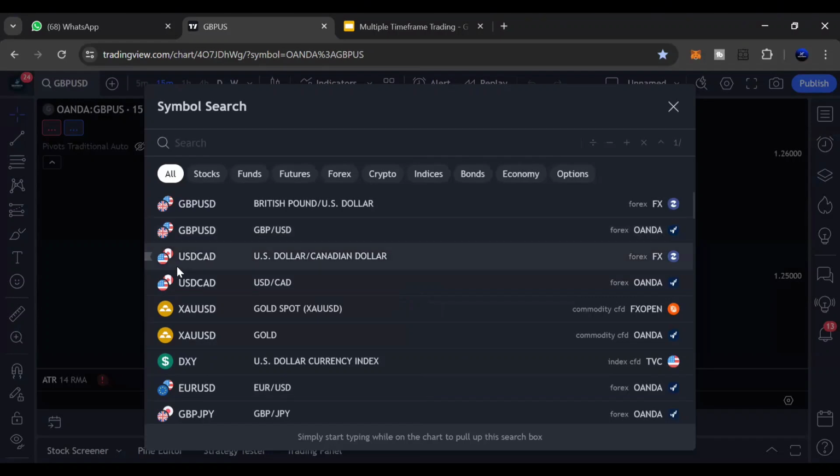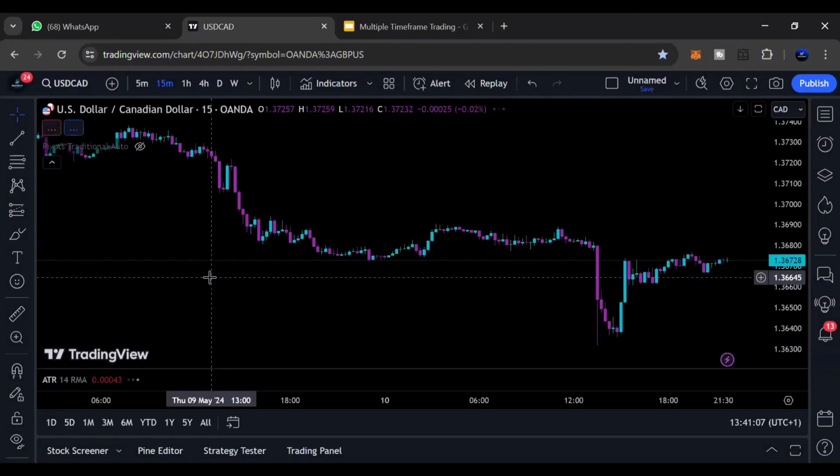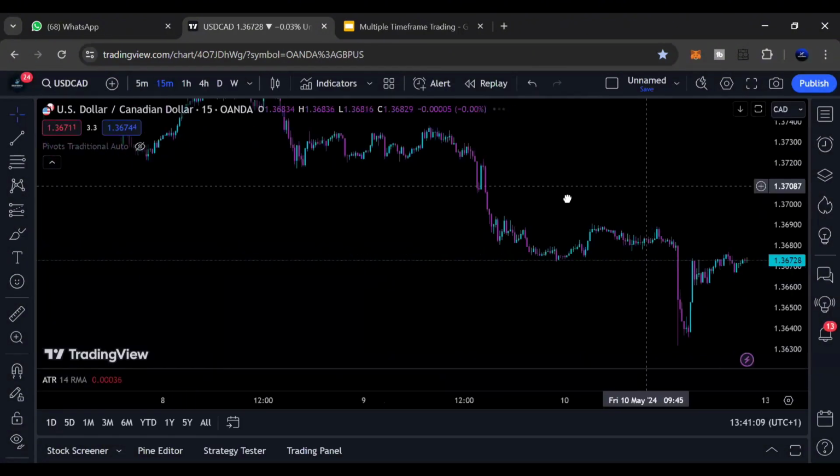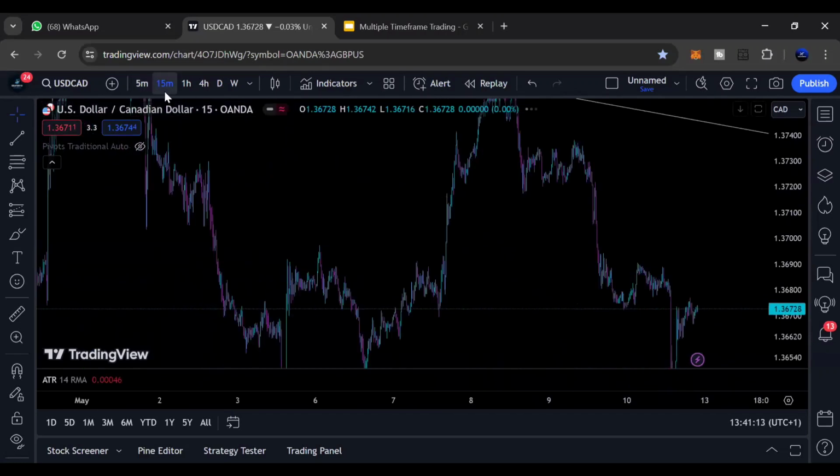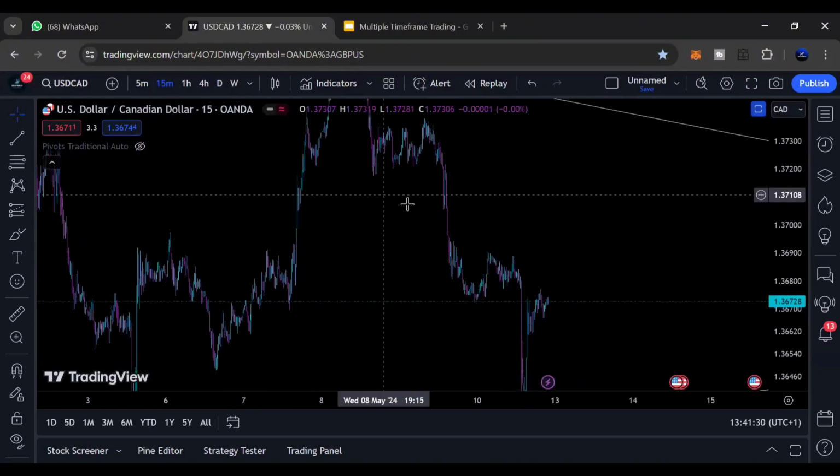So here we have the chart of USD Canadian dollar. This is it. We have the 15-minute time frame. Remember, if you're using the 15-minute time frame, your higher time frame has to be 1 hour. If you're using the 1 hour time frame, your higher time frame has to be the 4 hour. If you're using the daily, your higher time frame has to be the weekly. So on and so forth. So starting with the 15-minute time frame.